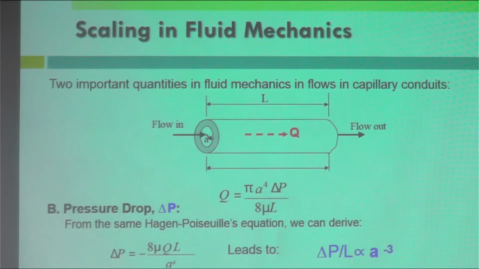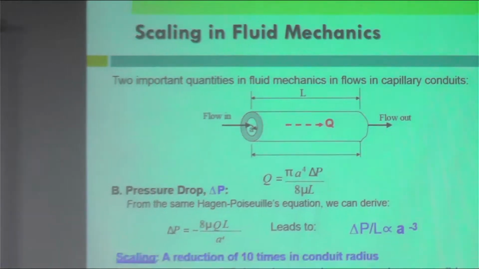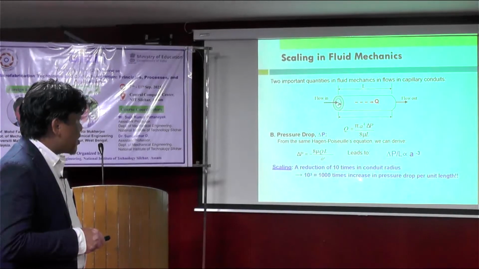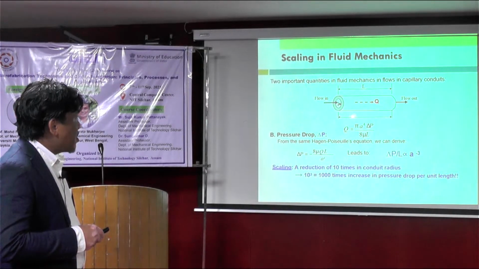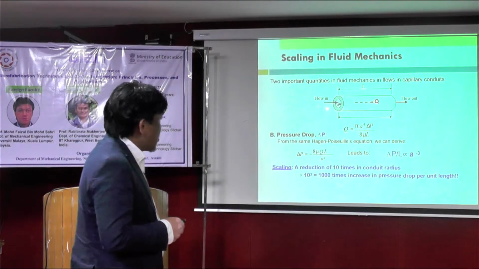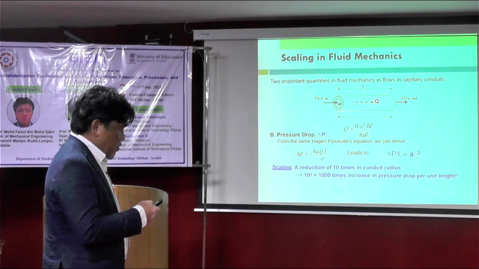Okay, and another thing is the pressure drop. So see here, with a reduction of 10 times in conduit radius, you increase the pressure drop per unit length by 1,000 times. So the pressure increases 1,000 times.